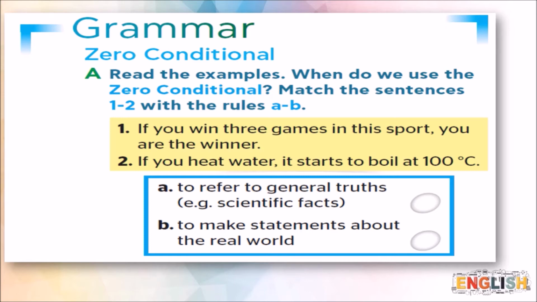Okay guys, so sentence number 1, if you win 3 games in the sport, you are the winner. Excellent guys, is to make a statement about the real world. Whereas sentence number 2, if you heat water, it starts to boil at 100 degrees Celsius, is to refer to general truth or scientific facts. I believe it's clear now.